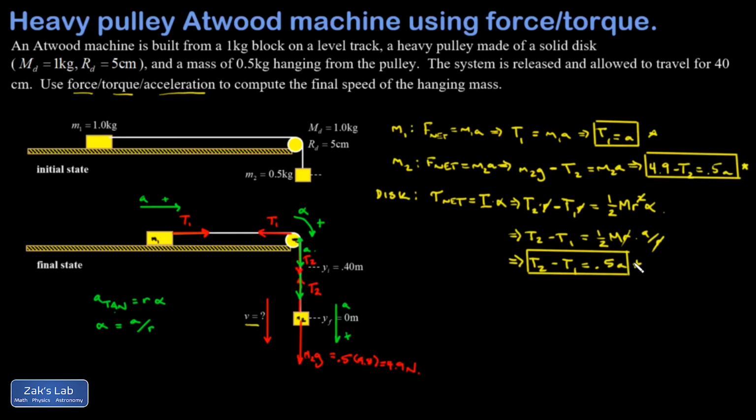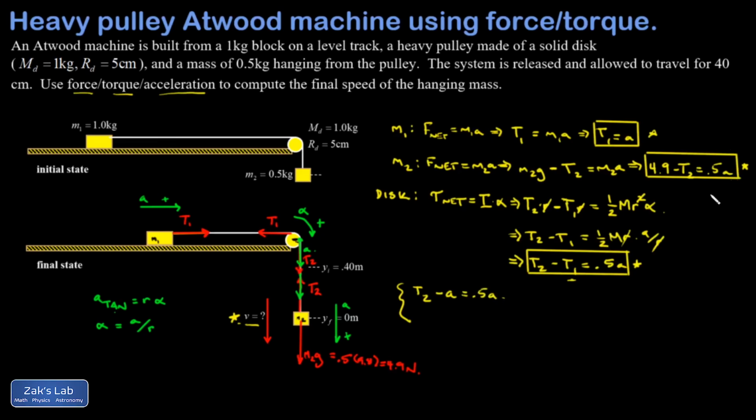All I care about for this particular problem is the acceleration, because I'm trying to predict what the speed is going to be after the mass is dropped through a distance of 40 centimeters. So I'm going to try to, as quickly as possible, solve for a. And it looks to me like a good move would be to substitute a for T1 in the third equation. So the first equation says T1 is just a. So I'm going to write down T2 minus T1, but that's just a, is equal to 0.5 a.